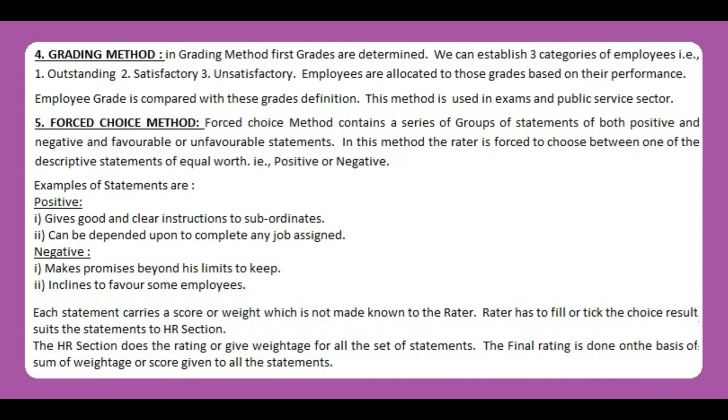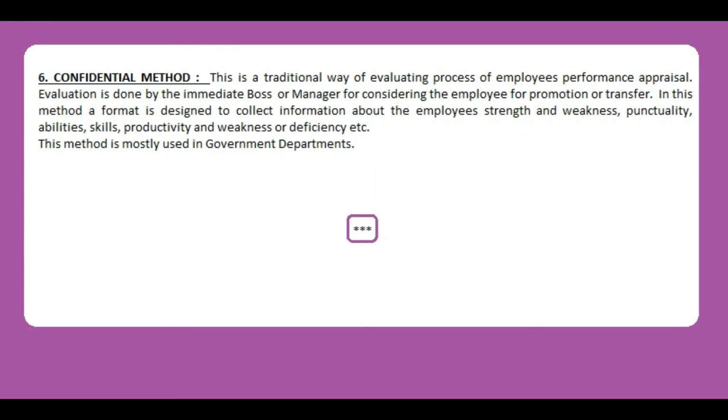HR department is going to give the weightage to these statements as per the organization's structure and give the scores to the statements. So the HR section does the rating or gives weightage for all the set of statements. The final rating is done on the basis of the sum of weightage or score given to all the statements. And the last one in this class is confidential method. This is a traditional way of evaluating employees' performance appraisal.